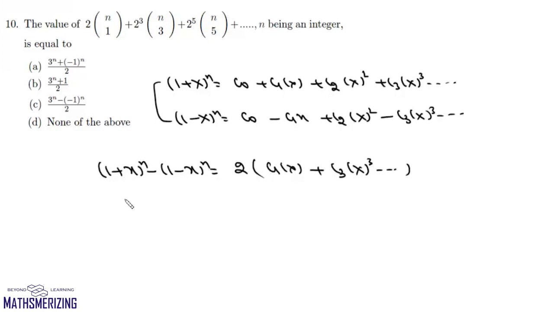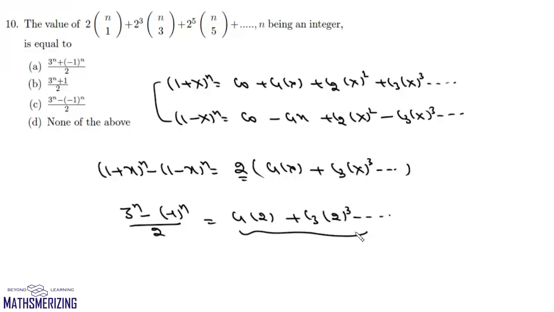Now we'll put x as 2. If we put x as 2 and divide by 2, we can write (3 to the power n minus 1 to the power n) upon 2, and it will be equal to C1 into 2 plus C3 into 2 cube, and this is the same series that we need. So the answer to this question is option C, (3 to the power n minus 1 to the power n) upon 2.